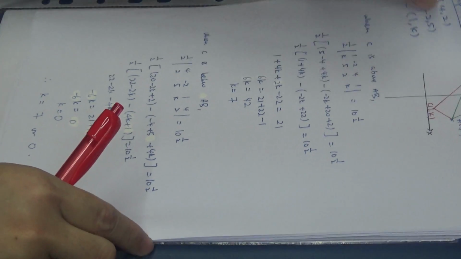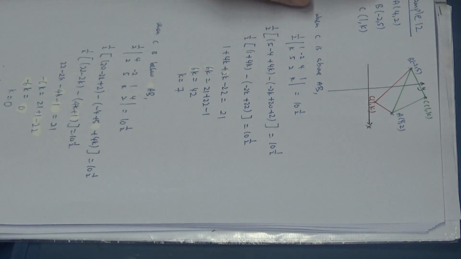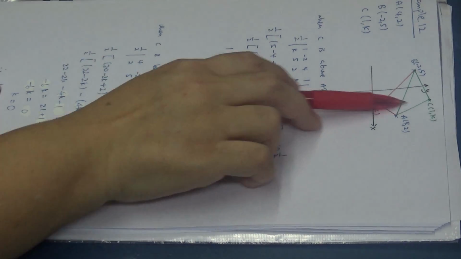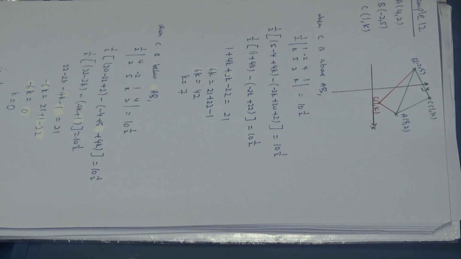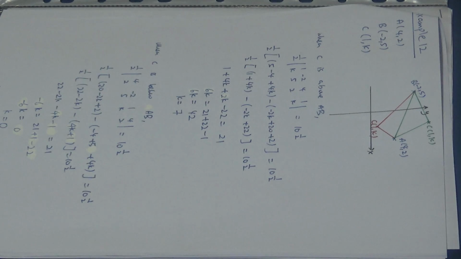Okay, that is example 12. That is found on page 181 as well. Now the question says that A (4, 2), B (-2, 5), C (1, k) are vertices of a triangle. Given that the area of the triangle is 10.5 units squared, find the possible values of k. Now, as I've said before, it's always good for you to draw a diagram to represent whatever coordinates that you have, to give you at least a gauge of what the diagram looks like.